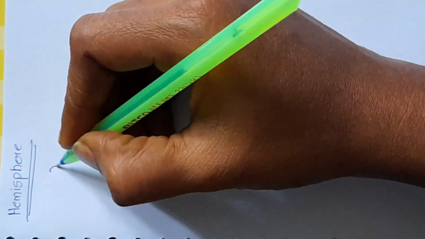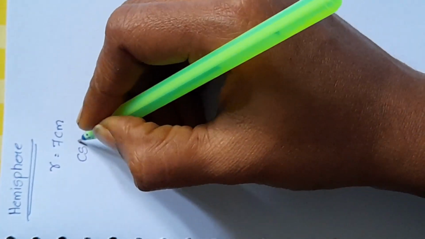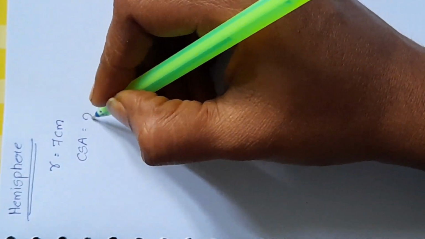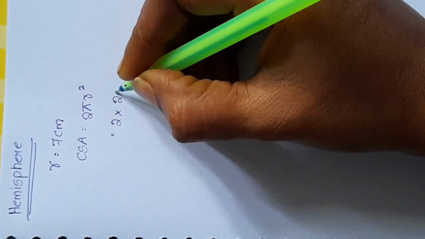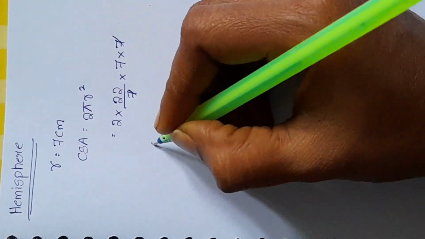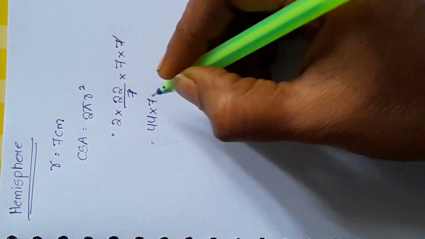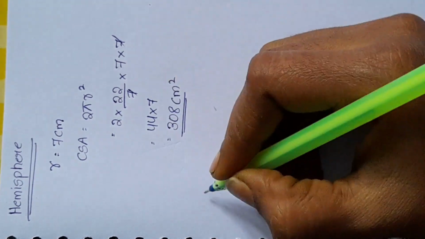Now for the hemisphere, r is equal to 7 centimeters. Now the curved surface area of the hemisphere formula is 2 pi r square. Substituting the values, 2 into 22 by 7 into 7 into 7. Cancelling this, 44 into 7. 308 centimeter square is the curved surface area of the hemisphere.